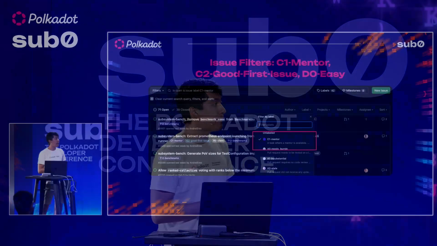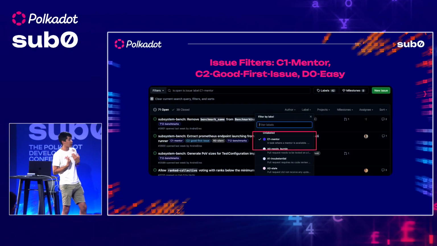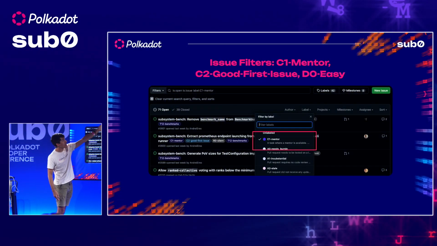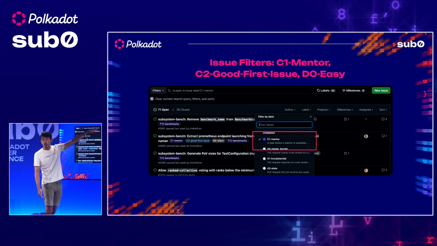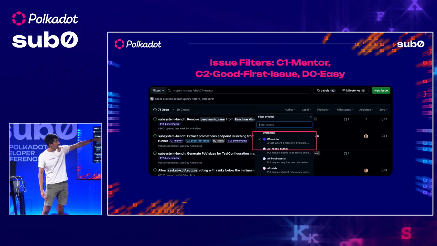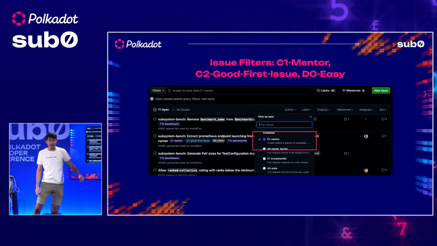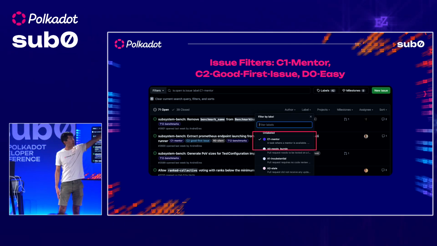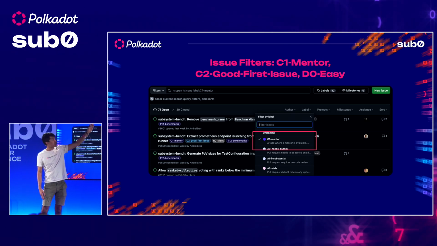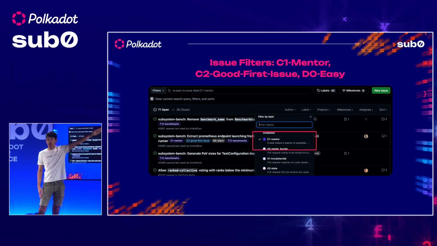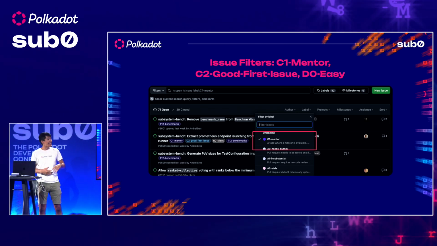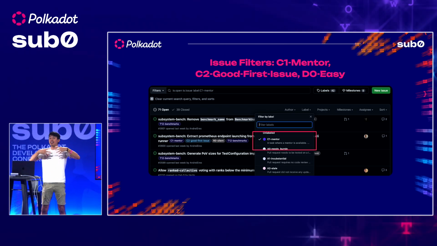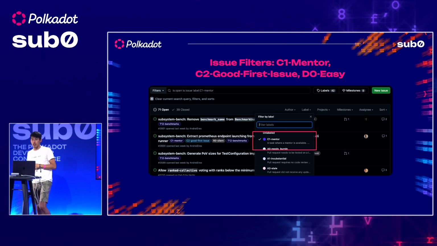And so some of the ways we can help you identify those things is we also have labels. So we have labels here like C1 mentor, C2 good first issue, D0 easy. So you can actually go to the Polkadot SDK, go to the issues, filter by these labels, and find things where you have someone who's willing to mentor you, you have one which is a very good first issue, or the level of the issue is an easy thing. And we also have easy, medium, hard, like there's different kinds of categorization. So go take a look at the different labels here. But this is how we've identified for you some of these categorizations, right?